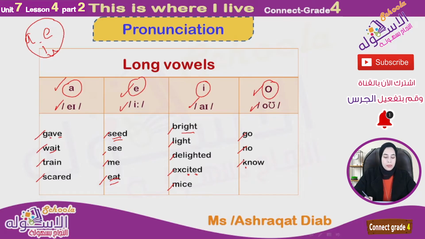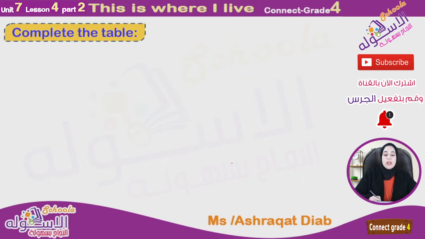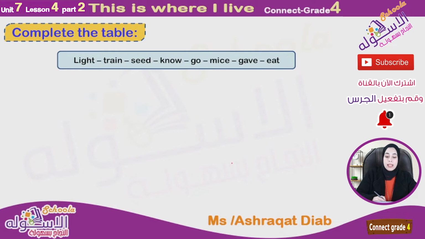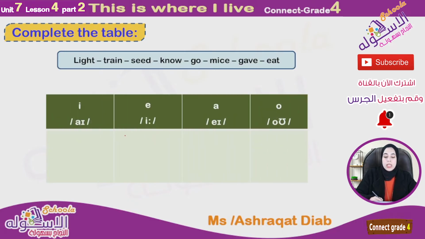Okay, well, come on now, let's complete the table. We have here some words like light, train, seed, know, go, mice, gave and eat. And we need to complete this table. We want to put each word under its correct sound. So here we have I, E, A, O.